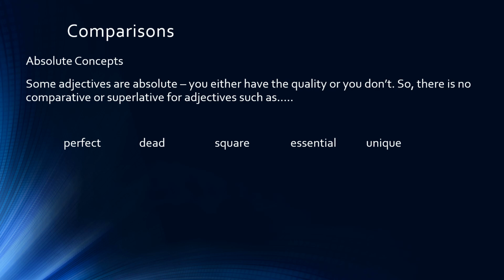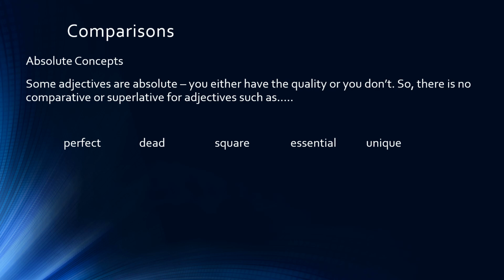There are also adjectives that give absolute statements, absolute concepts. These are referred to as absolute adjectives, and you would never qualify them. You don't have any quantity there. So there's no comparative or superlative for adjectives such as perfect. If it's perfect, it's perfect. It can't be more perfect. It can't be less perfect. So perfect is an absolute adjective.